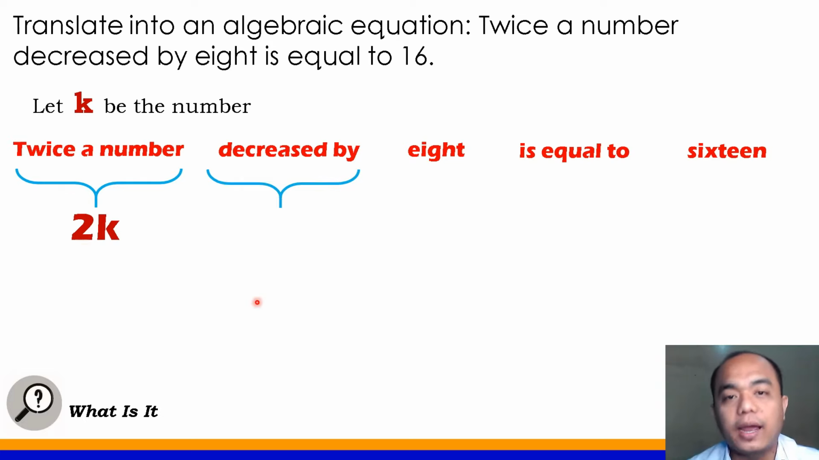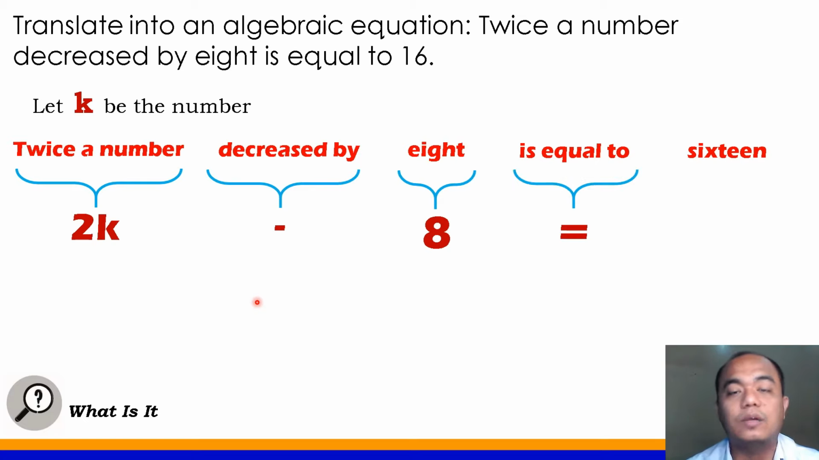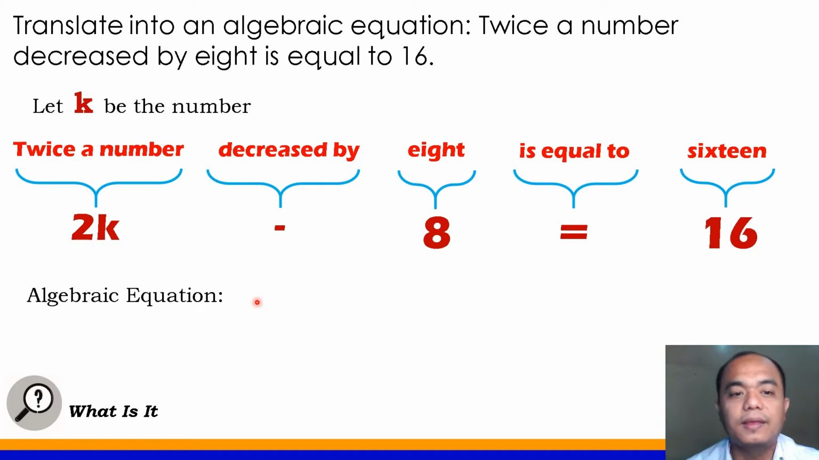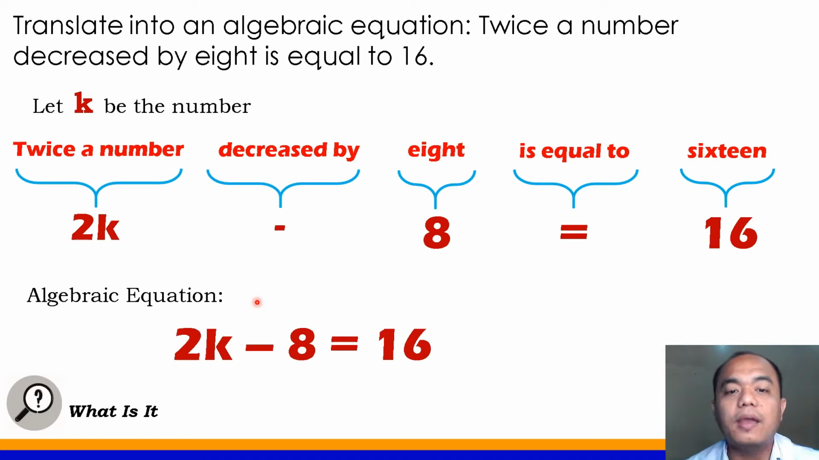How about decrease by? Yes, decrease stands for subtraction. So use the symbol for subtraction. Okay, 8 will be used. 8 here is equal to, of course, that equal sign, and we have 16. Di ba? Mas madali na. So ngayon, the algebraic equation for this problem is 2K minus 8 equals 16. Or, pwede ring sabihin, twice a number decreased by 8 is equal to 16. Got it? Very good.